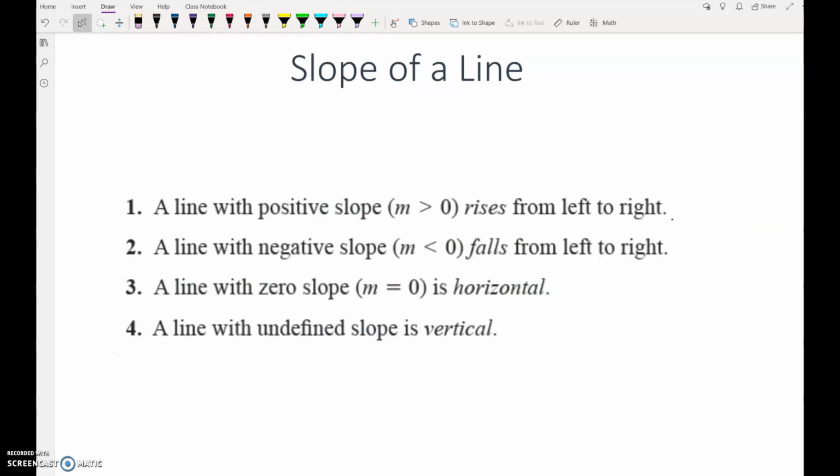Positive slope rises. That means from left to right, it goes up. Like you're reading a book left to right, you'd be climbing a hill if it was a positive slope. Negative slope falls from left to right. So as you're reading the book left to right, you would be sliding down the slope. A line with 0 slope is horizontal, and a line with undefined slope is vertical.